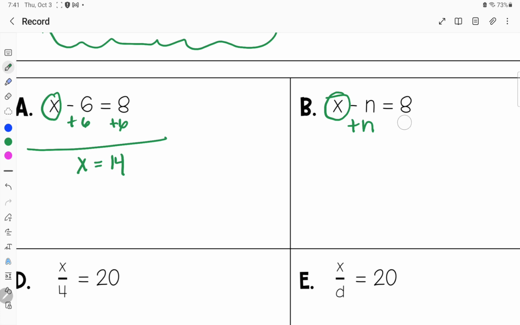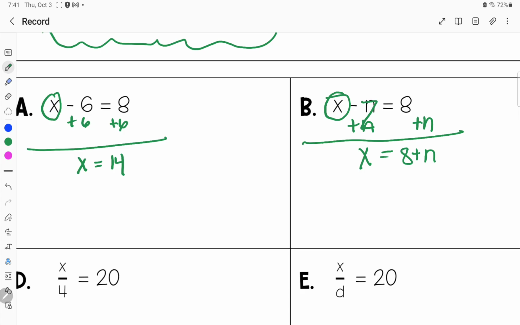But you'll notice I'm not going to put it underneath here because they are not like terms. These were like terms, so I could just add them straight down. So you can either put it next to it like this, or you can put it down here like this. But it cannot go underneath because they're not like terms. Now that zeros, leaving me with x, which is what I wanted to solve for, equals 8 plus n.